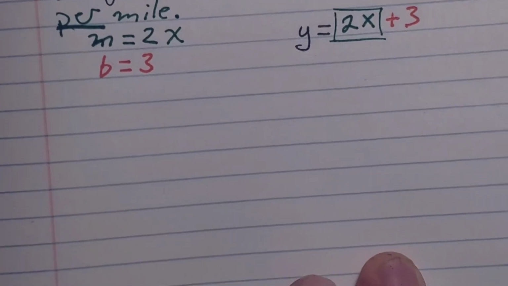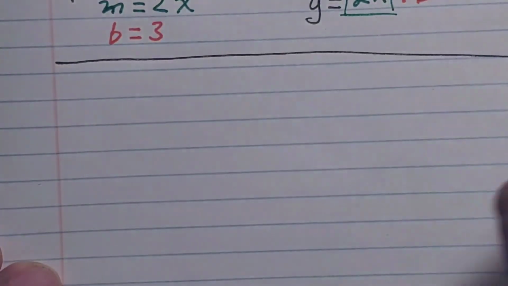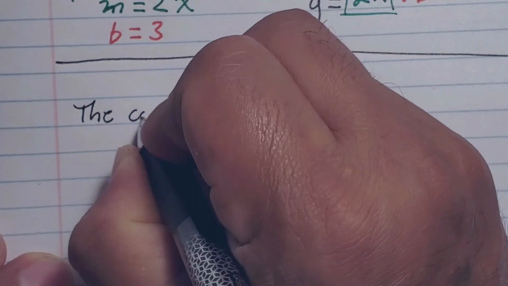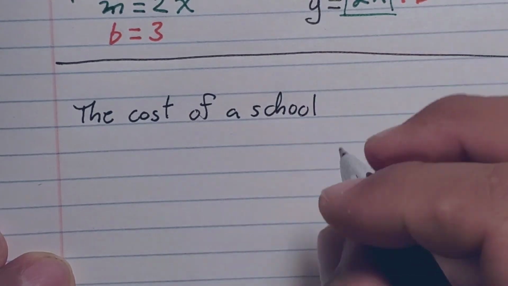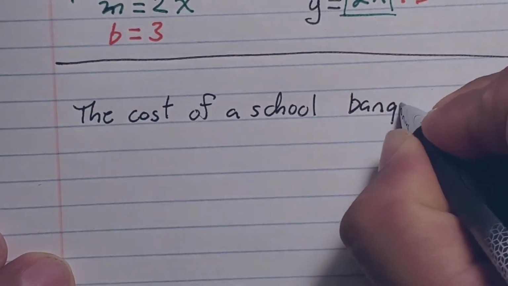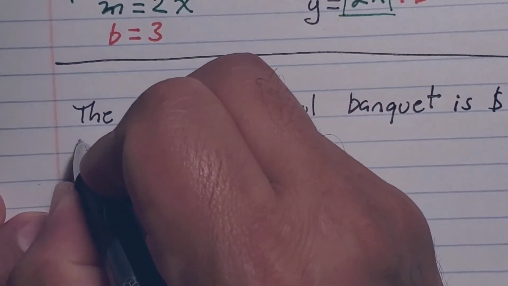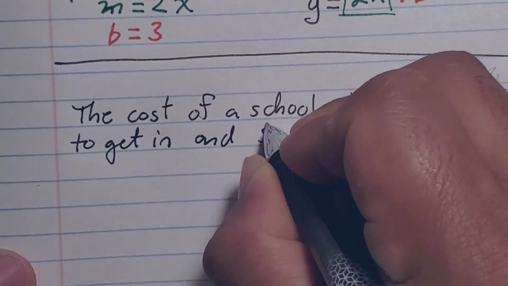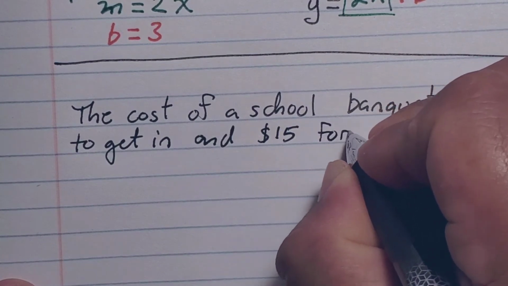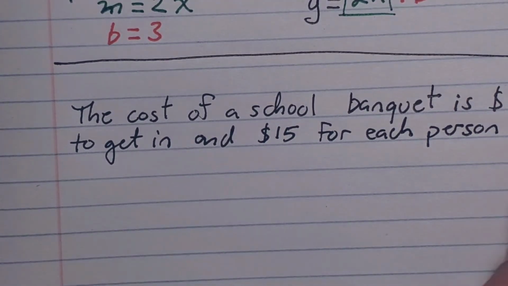All right, hopefully we're getting the hang of it. Let's try another one. The cost of a school banquet is $95 to get in and $15 for each person attending.